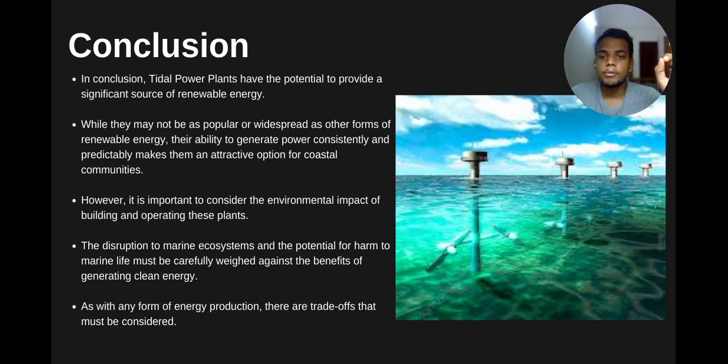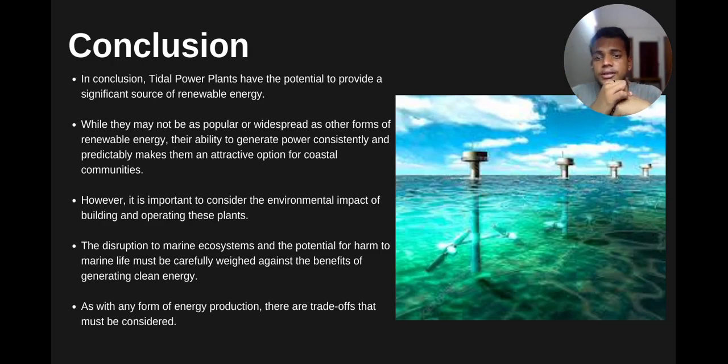Also, regarding popularity, it is not as popular and widespread as other forms of renewable energy, and we can make that better by increasing awareness, public engagement and research in this field. And also, it is a very attractive option for coastal communities, where high tides and low tides are the most frequent and more accessible to use.